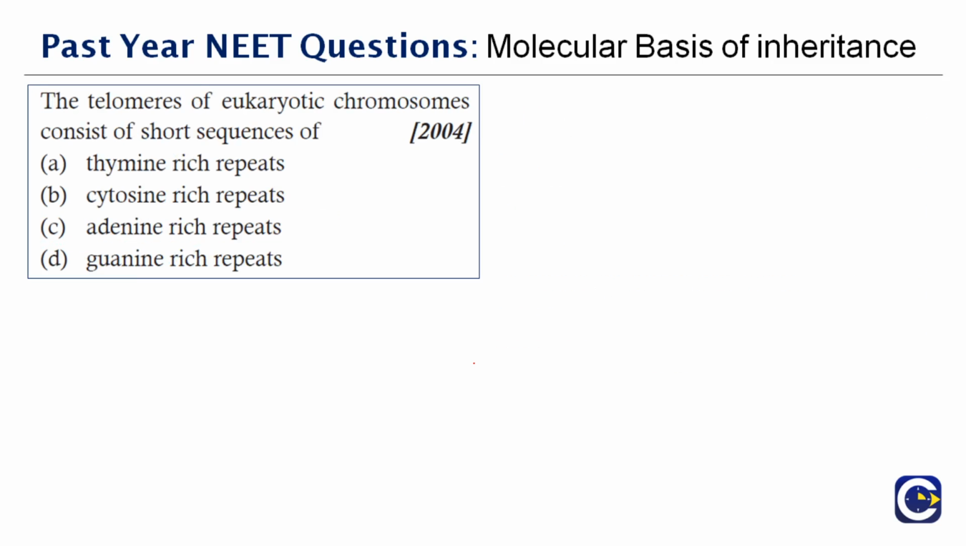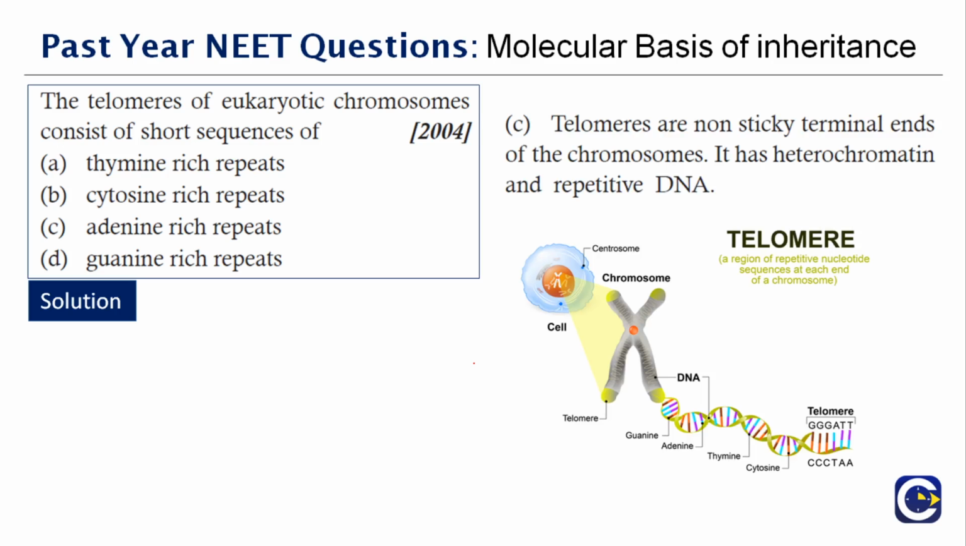Next question. The telomeres of eukaryotic chromosomes consist of short sequences of dash. So telomeres are sticky terminal ends of the chromosomes. It has heterochromatin and repetitive DNA. So you have a diagram to your right side which clearly tells you telomeres are repetitive nucleotide sequences at each end of the chromosomes, that is in the terminal ends, and they are sticky in nature. So the telomeres of the eukaryotic organisms will be rich in adenine, which is option C.